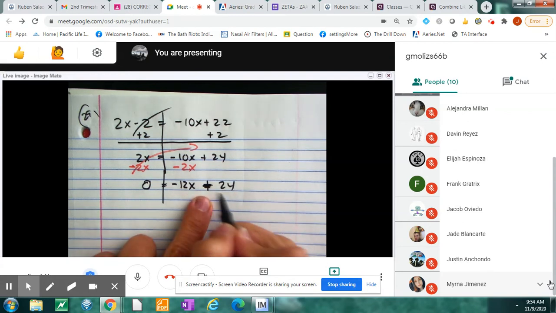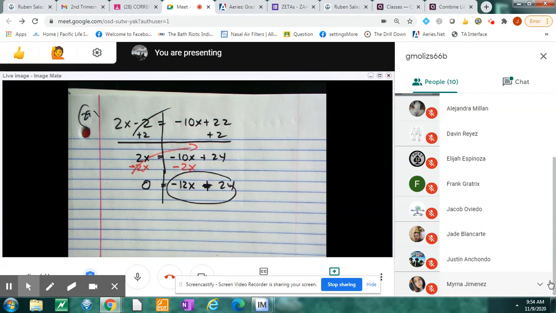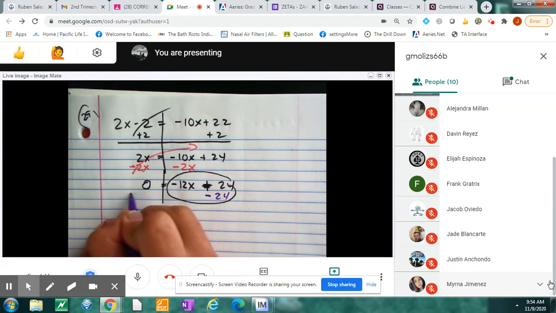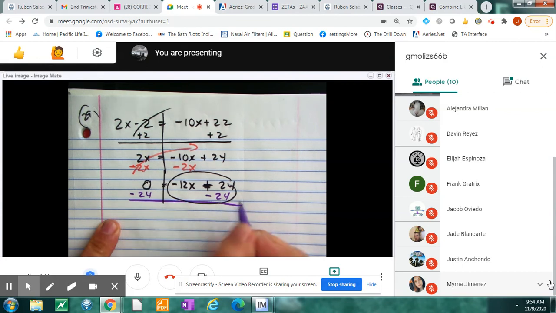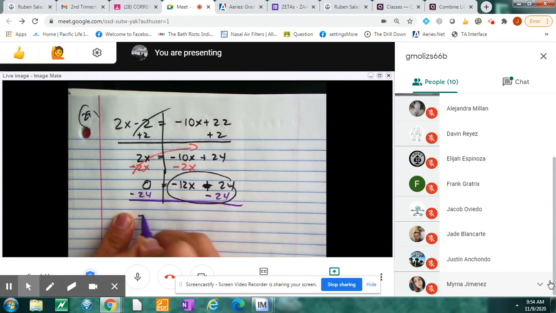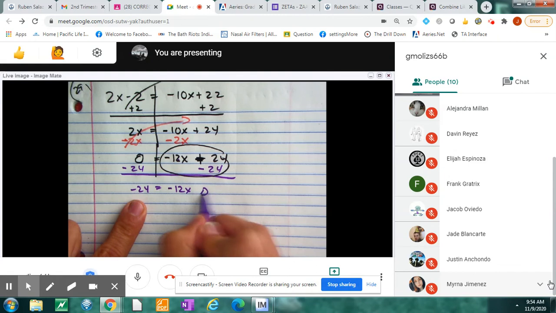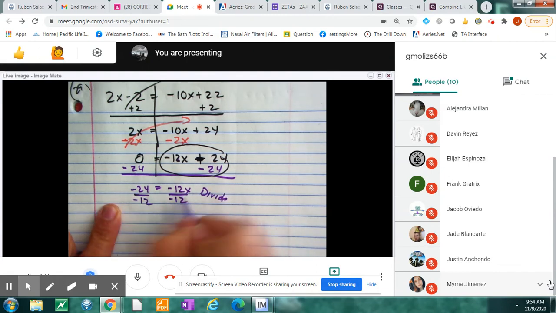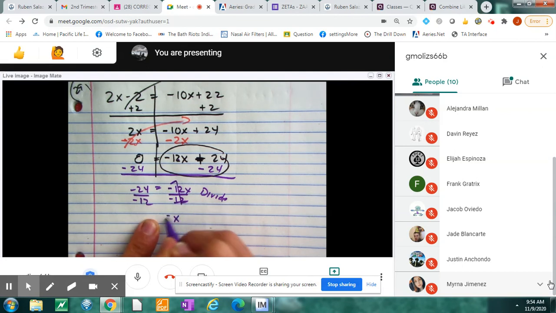So now I'm going to take out the what? The 24, right? So I'm going to go ahead and put minus 24, minus 24. So 0 minus 24 is minus 24 equals negative 12x. And now I have to divide by what? Negative 12. There's your 1. X is negative divided by negative is a positive. 24 divided by 12 is, there you go. There's your 2. See that?